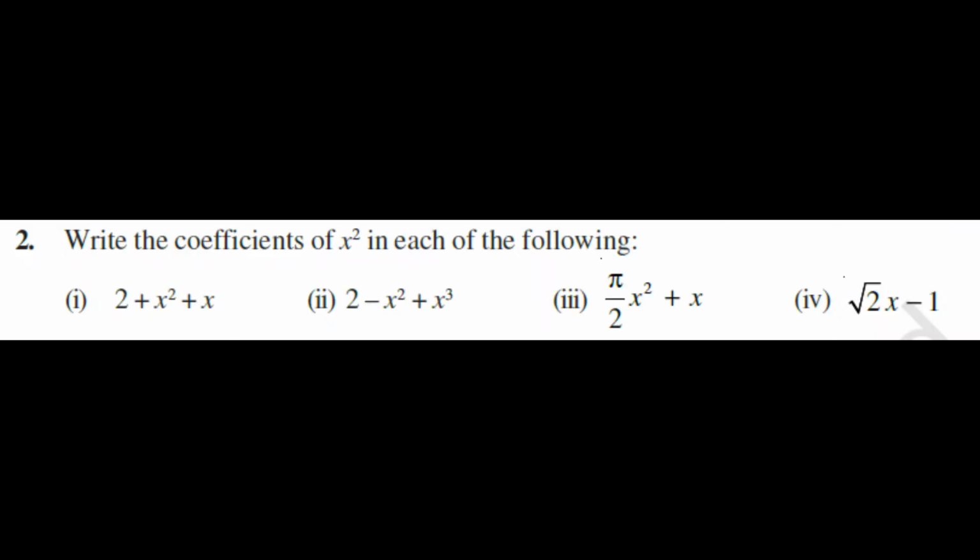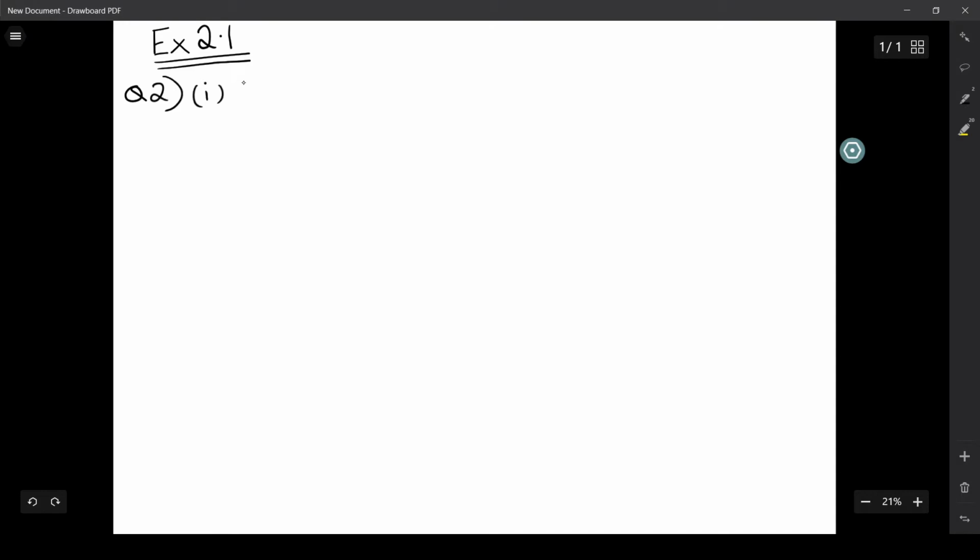Question number 2 of the exercise says, write the coefficient of x square in each of the following. The first part is 2 plus x square plus x. Here we'll observe the term with x square. Out here we can clearly see that the coefficient of x square is 1.